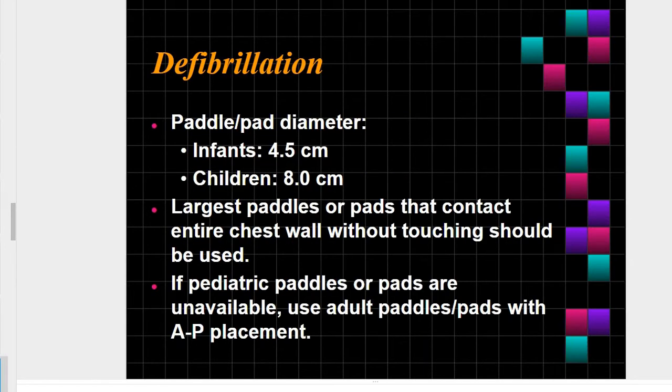Most of us now use pads, but I have it as pad or paddle. Infants, the size of the pad is usually 4.5 centimeters. Children, 8. Basically, you're going to use the largest set that contacts the entire chest wall without touching. And if you don't have pediatric paddles or pads, you can use adult paddles or pads with an anterior-posterior placement.